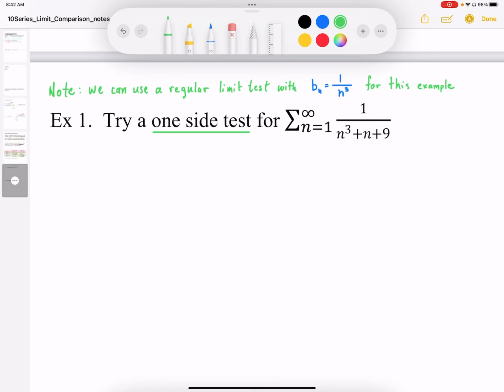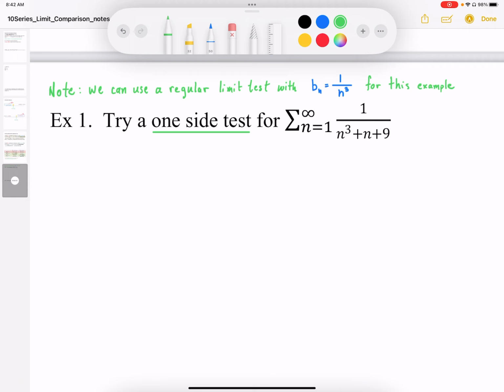We're going to do a one-sided limit test for this sum, 1 over n cubed plus n plus 9. It's important to note that we could have done a regular limit test if we chose the bn to be 1 over n cubed for this particular example. So when we're doing these limit tests, we need to have a sense of whether these converge or diverge. And this is likely going to converge because of that cube in the denominator. So that's one thing. We need to have a sense of convergence, divergence.